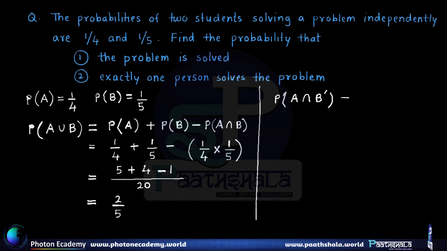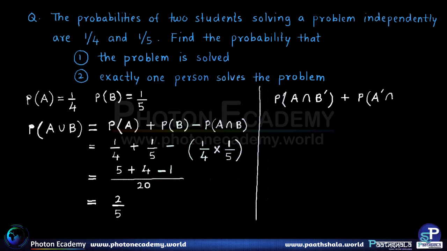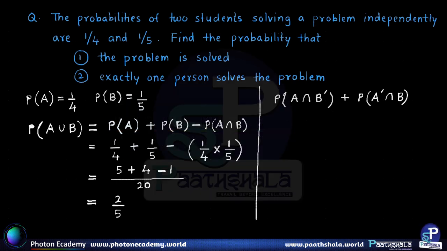Now another possibility is that A may not solve the problem, so here we have A complement, but B may solve the problem, so we take intersection B. And we connect these two probabilities by addition, because it is either the first possibility or the second possibility, but both of these possibilities cannot occur together. So we have to consider the addition of these two.